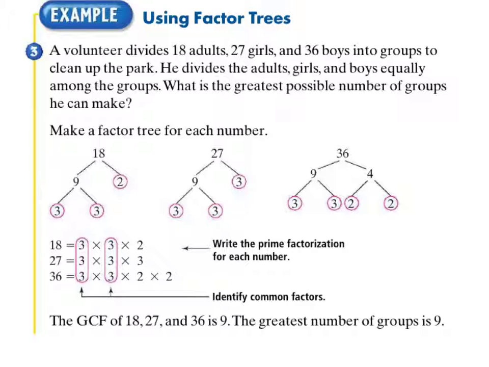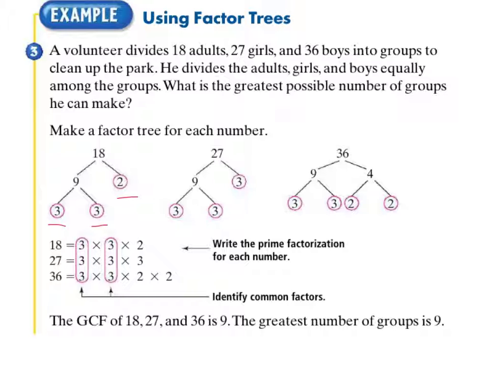So if we have 18, we know 18 can be factored into 9 and 2. 9 is prime, so we go ahead and circle the 2. Then 9 can be divided into 3 and 3. So 2, 3, and 3 are my prime factors of 18.